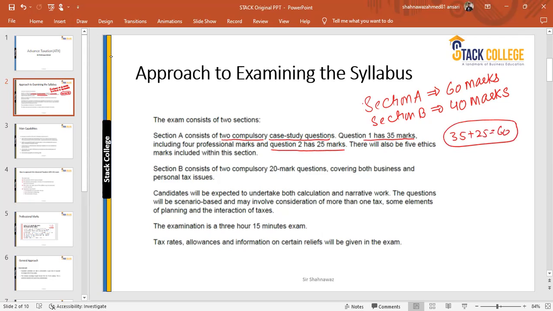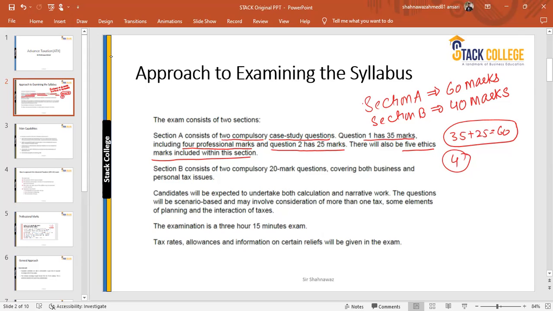Now in Section A, there are always 5 marks related to ethics. It means that if you cover the ethical portion of the syllabus, which is very short, you know the responsibility of the tax consultant, you can easily score marks in Section A. Learning, as well as already 4 professional marks in the question, will guide you on how you can get these 4 professional marks. You must be familiar with that.